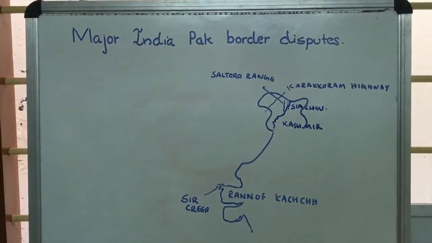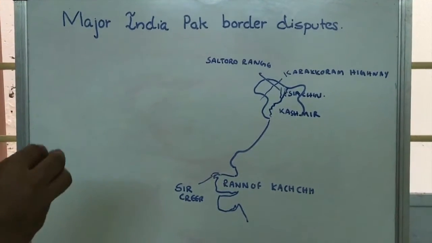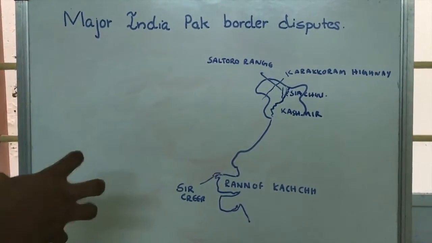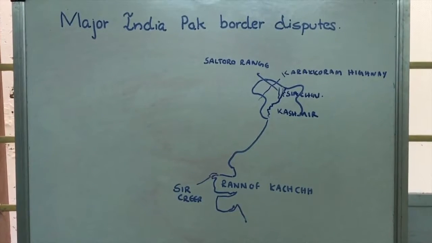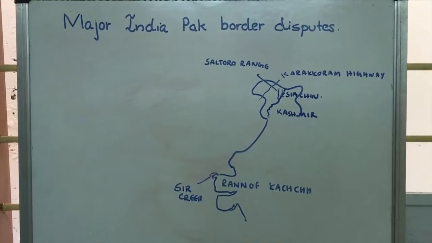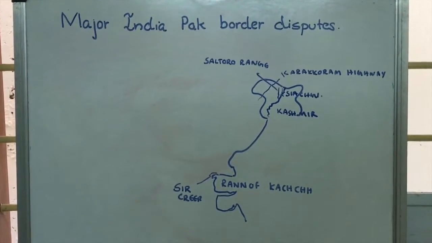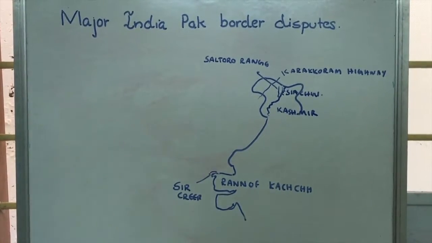India has said that this Run of Kutch is a part of Kutch state, and that princely state has acceded to India, so we cannot give that portion. Anyway, that was settled amicably.